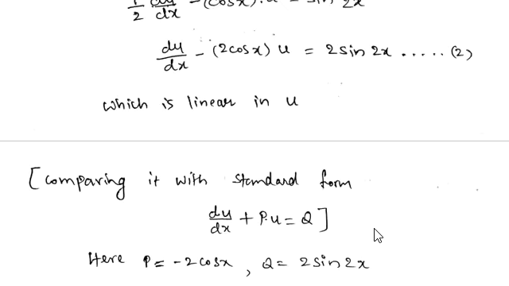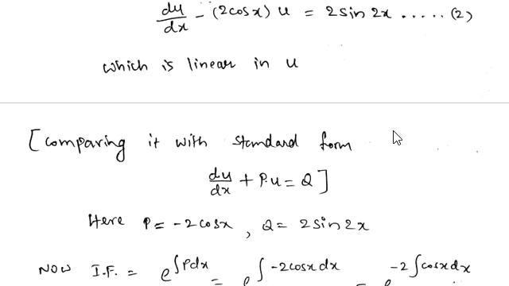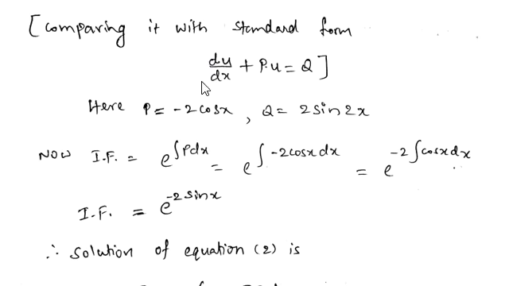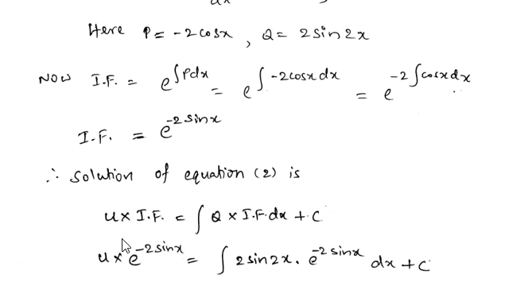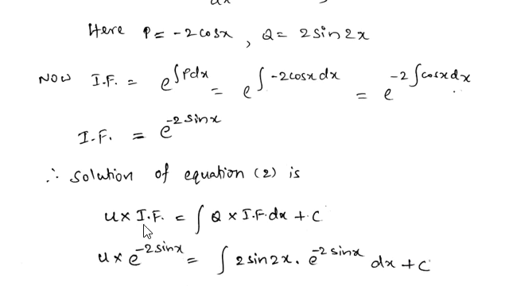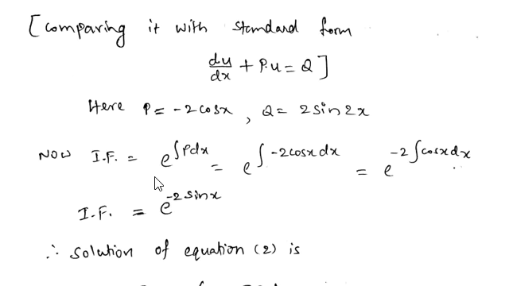When you write the standard form of linear differential equation in u, it is du by dx plus pu is equal to q. So when you compare this equation with the standard form, you can write p as minus 2 cos x and q as 2 sin 2x. And here we have to find the integrating factor. Why? Because we know for this standard form of linear differential equation, the general solution is u into integrating factor is equal to integral of q into integrating factor into dx plus c. So to solve this, we require the integrating factor, so we are finding it here.